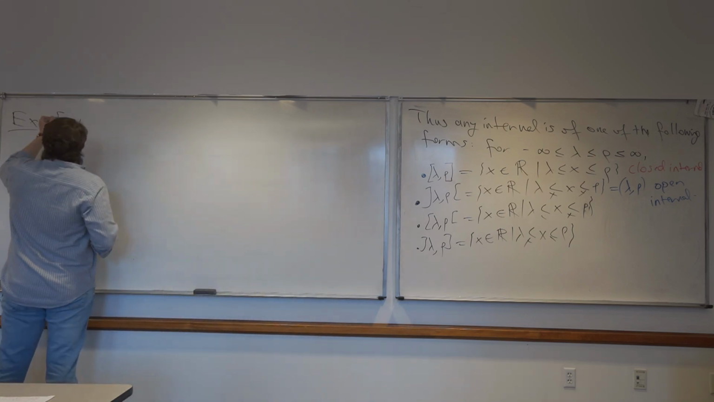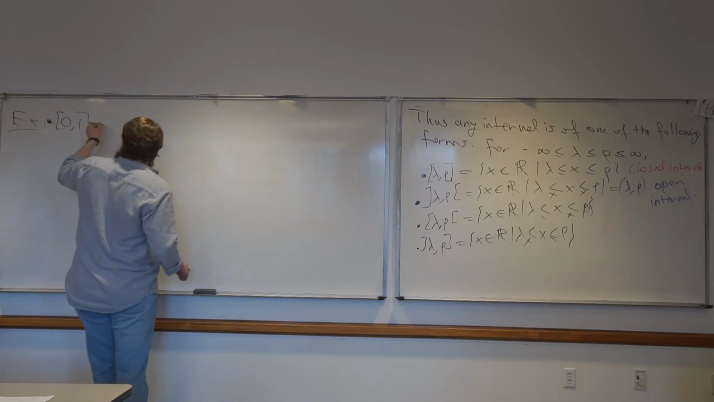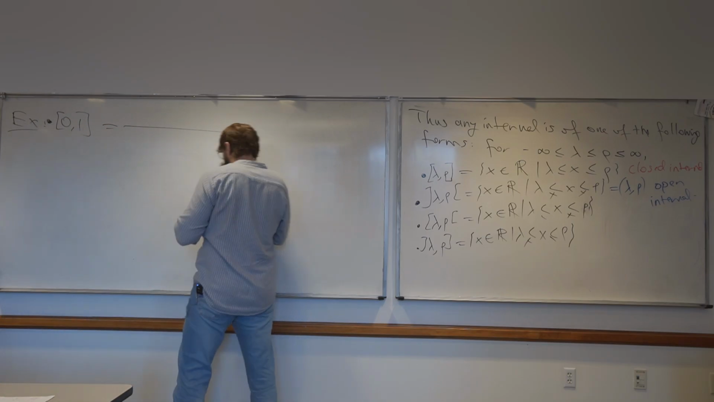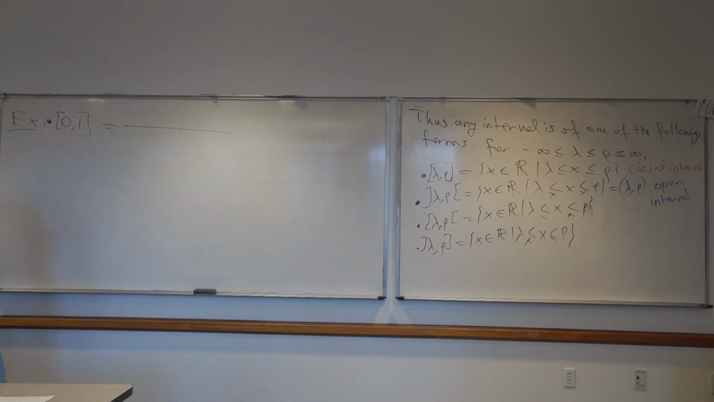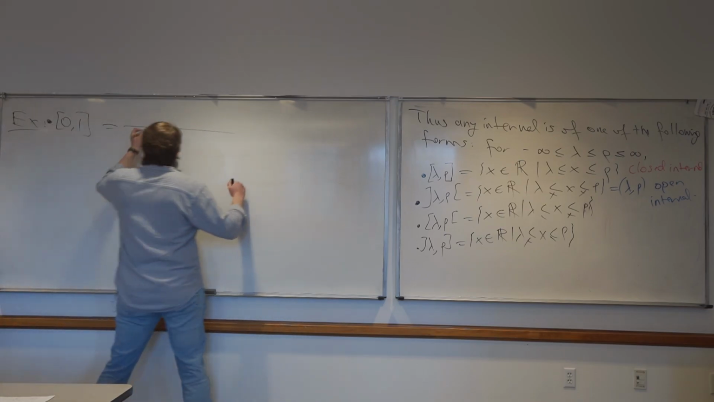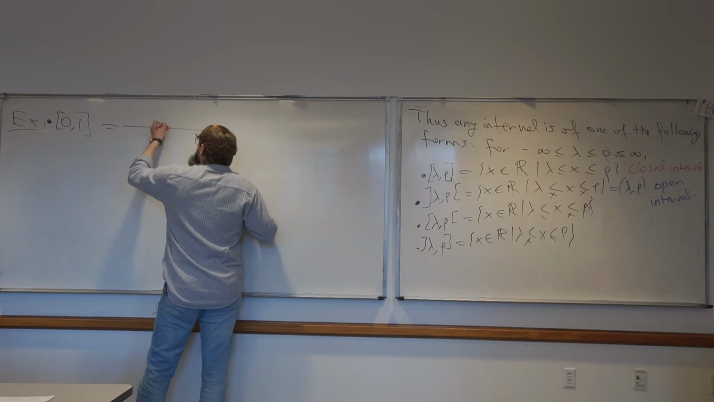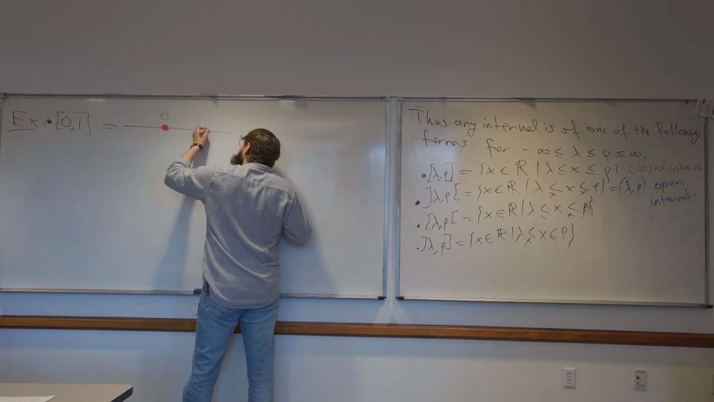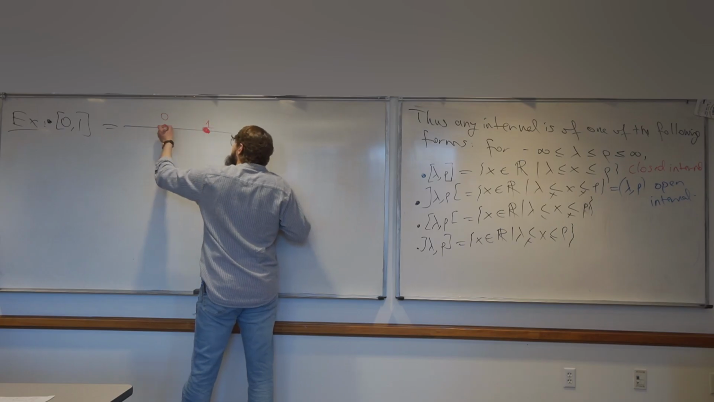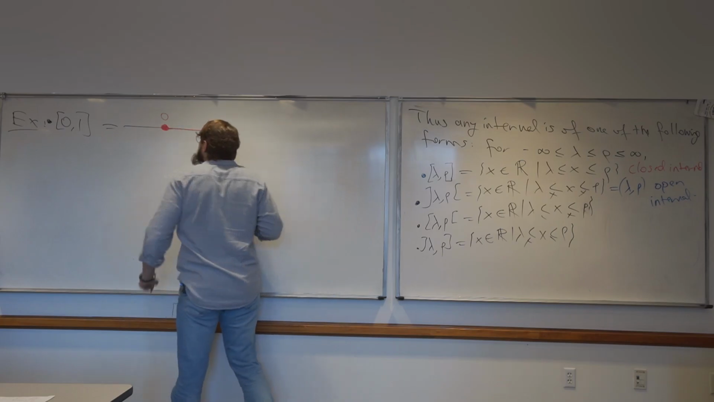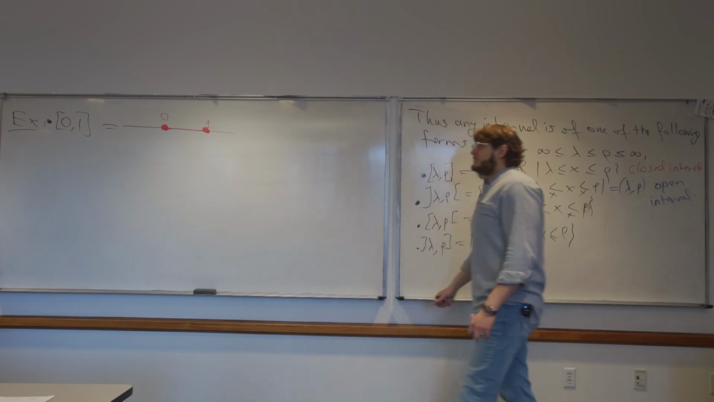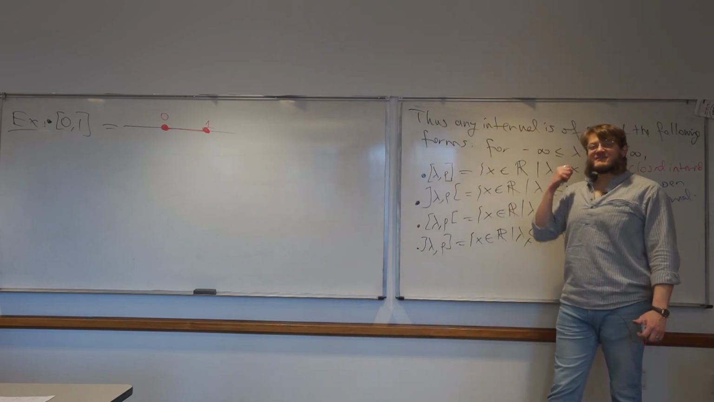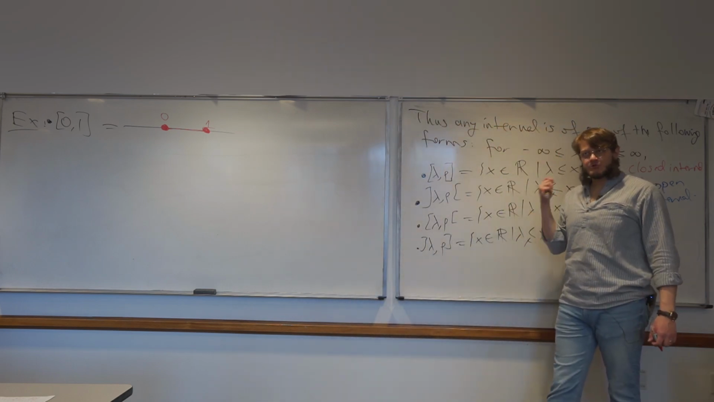So 0, 1, closed. So I could imagine this like so. Okay, that's 0. That's 1. And everything in between is included as well. And what is the significance of these dots? These are filled in circles. So you get to include the endpoints.